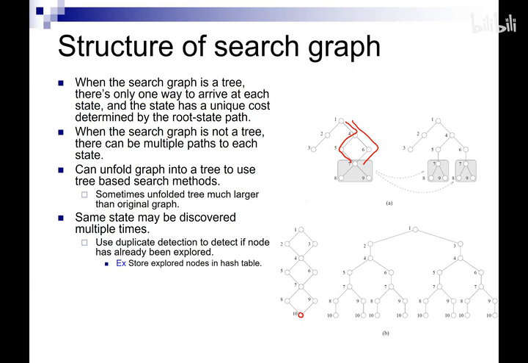That way, if you discover 4 once through this path, and then a second time through the second path, then the second time you see that 4 is already in the hash table, and you know that you detected a duplicate.